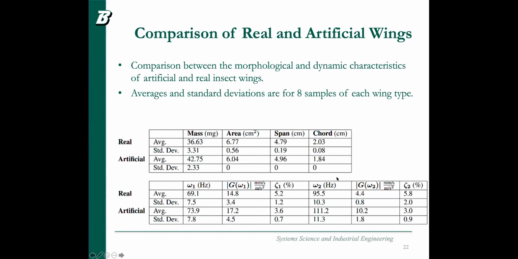And the second mode is the twisting. So for twisting, we have a little bit of difference in terms of the resonant frequency location. 100 is about 16 hertz more than the 95, but it's okay. It's the best we can get so far. And also the gain is a little bit more. And this is the damping ratio here.